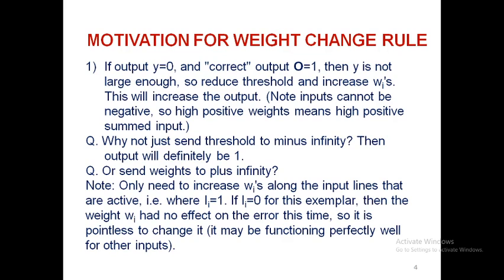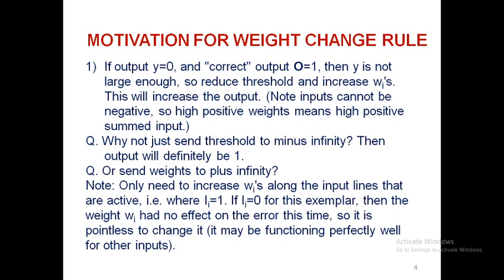If you increase the weights, what will happen? The increase in the weights will be multiplied with the inputs, and your overall summation of the product of wi and xi will increase. So if the summation of wi xi increases, it will become greater than or equal to theta. In that case, your output will become 1.